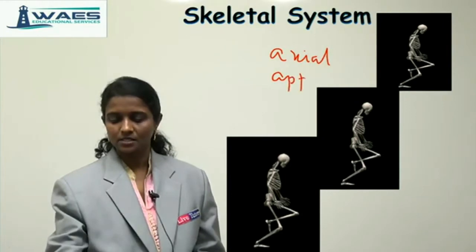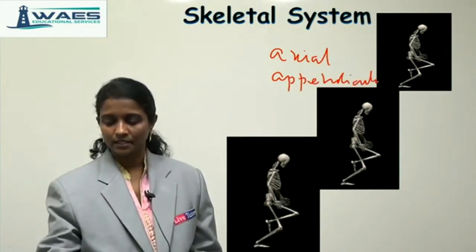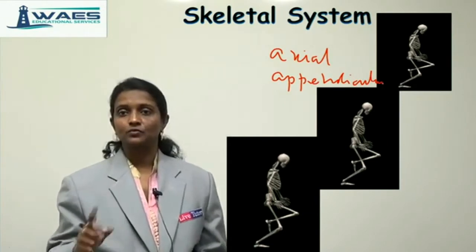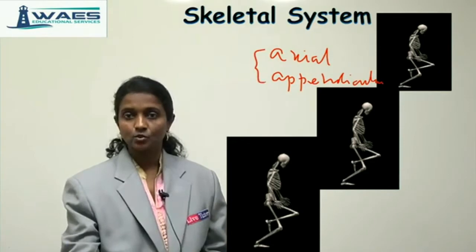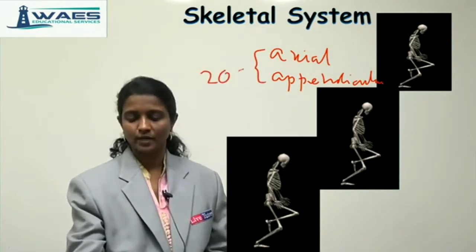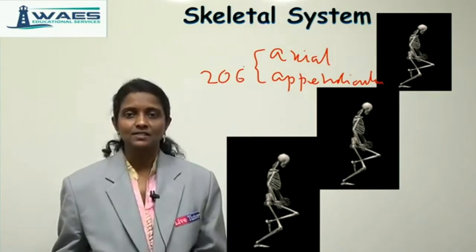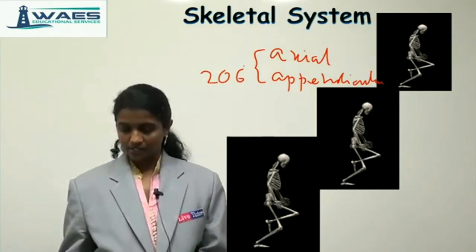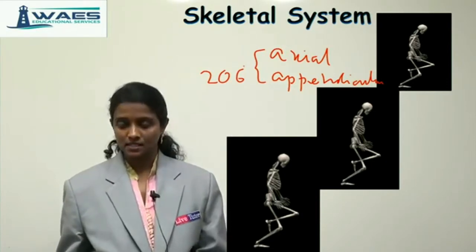I repeat, the skeletal system of man is useful in many ways, we are going to look at it. We have two types of skeleton, axial and appendicular, which together make 206 bones. That is what we are going to see in this demo session. So let's now proceed with the skeletal system.